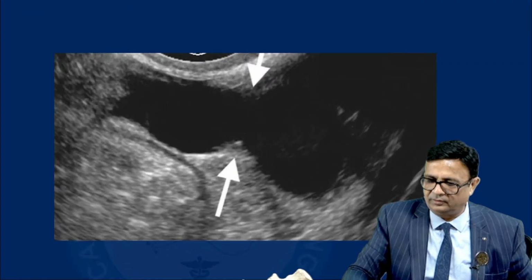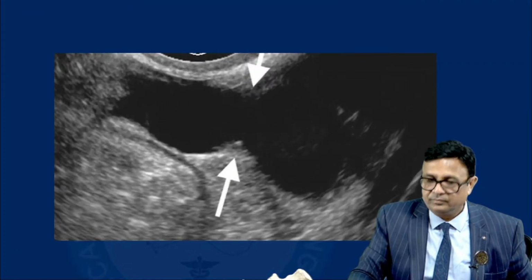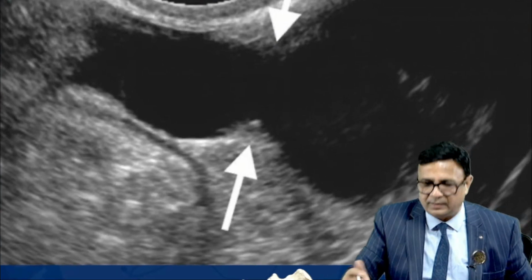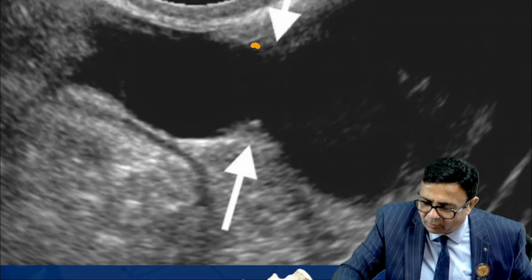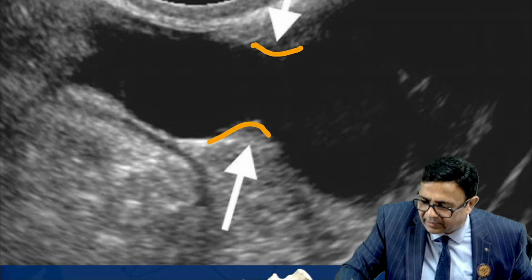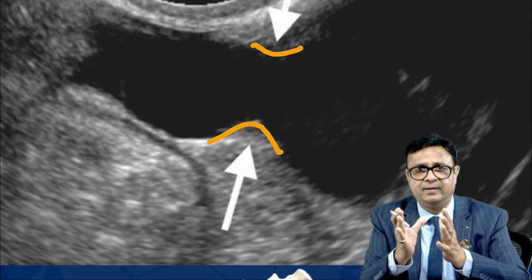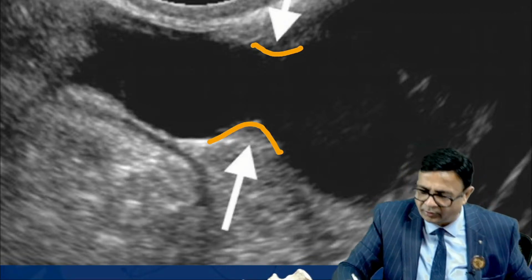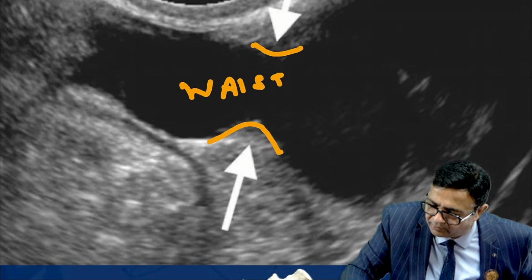Waist sign in PID: you can see there's a narrowing here, like this. This is called waist sign. This waist sign indicates chronic PID.